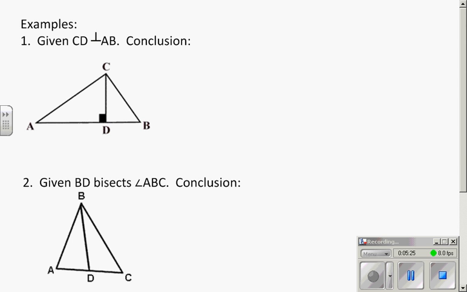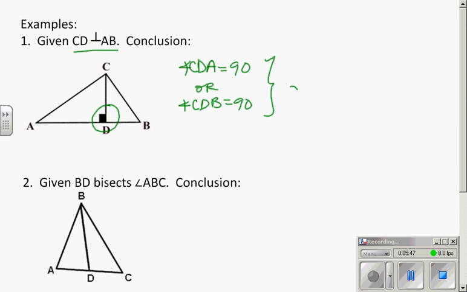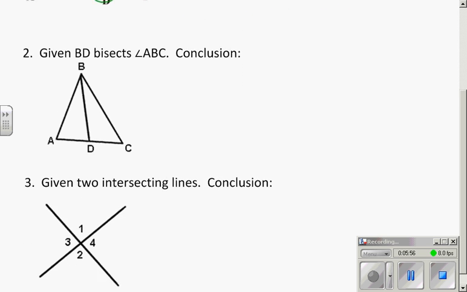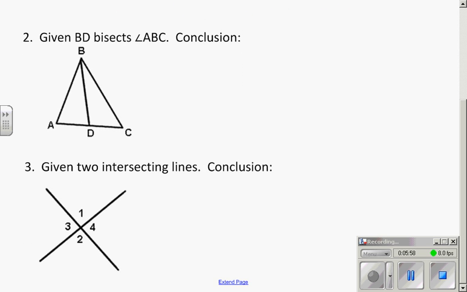Now we are going to just get to some examples. If I give you a statement, what is the conclusion you can make from it? This is how you would work a proof. If I know that CD is perpendicular to AB, my conclusion is that angle CDA equals 90, or that angle CDB equals 90, and both of these are by definition of perpendicular. So if I give you some information, what is the first line of your proof? What does it let you say next?